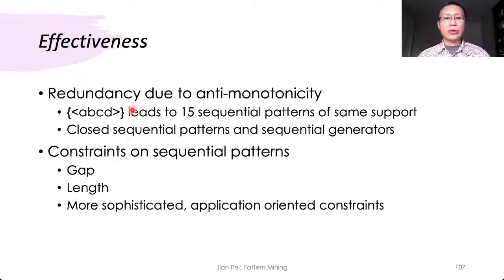And then we can also define the closed sequential patterns and sequential generators. And we can also define different constraints on sequential patterns. For example, we can say if two items in the sequential pattern must be no more than a gap threshold apart within the original sequence. Or we may have a constraint on the length of the patterns. For example, we are only interested in longer patterns, or we may define more sophisticated application-oriented constraints.